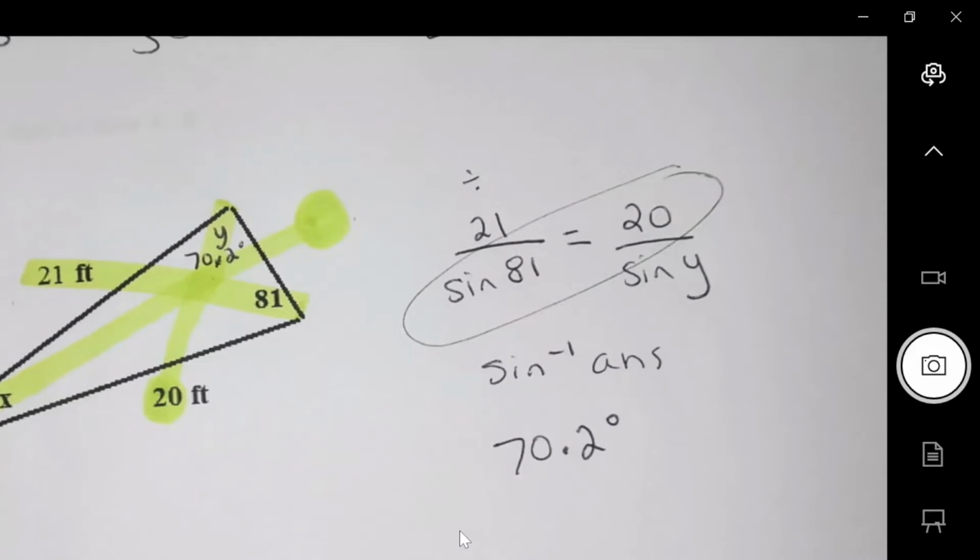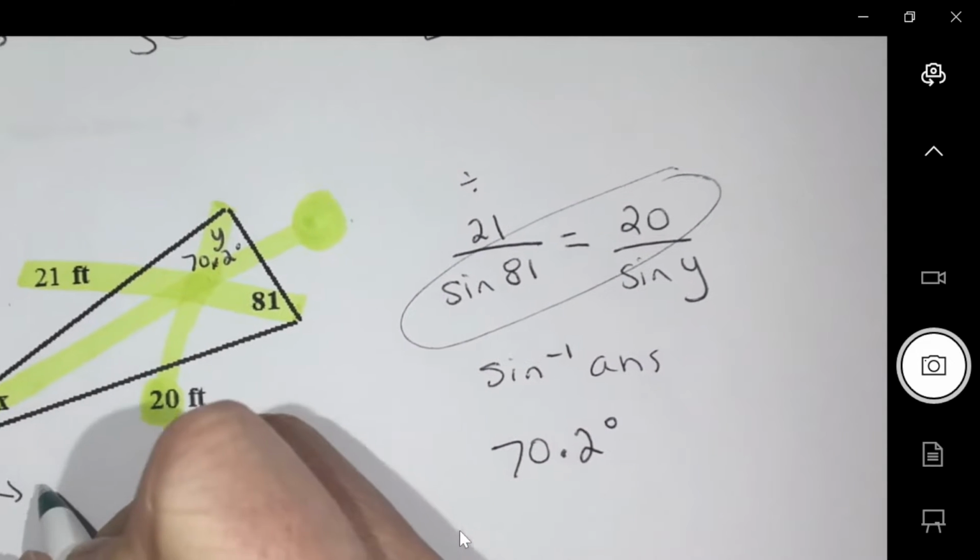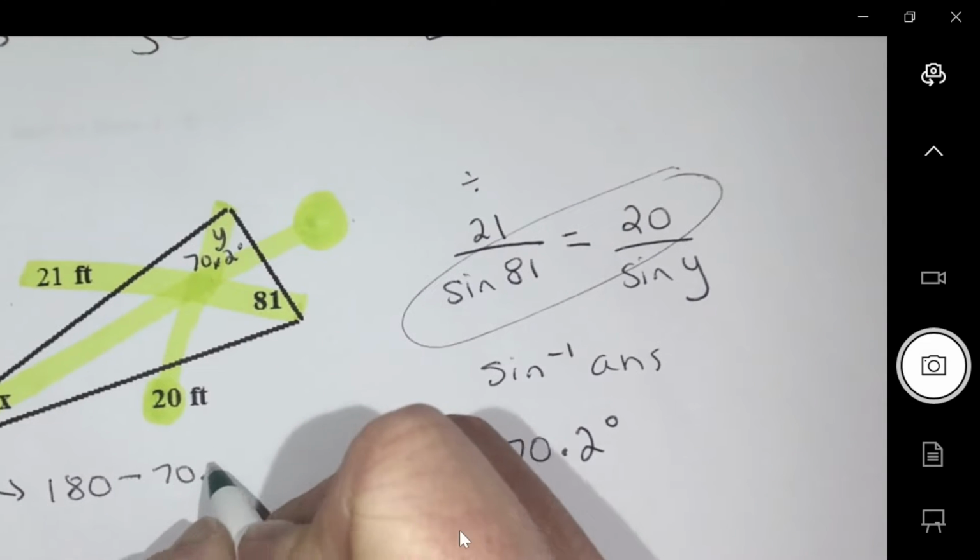So now we can figure out x. We are going to do 180 minus the other angles.